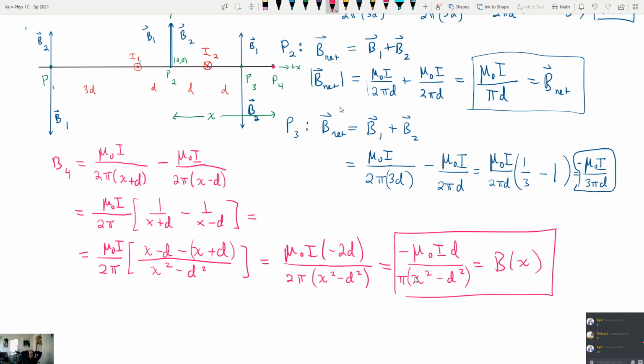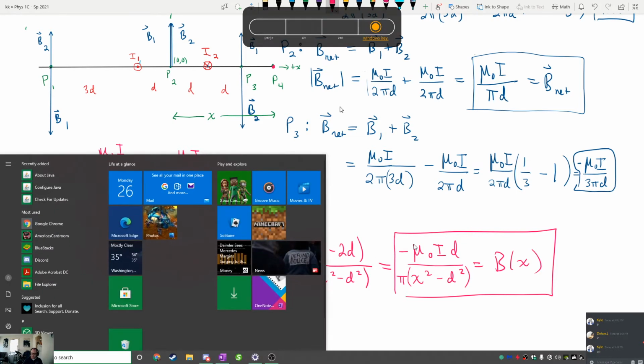Do you have any questions? This last question is kind of more mathematical. I guess we could also look at what happens when x is much, much greater than d. Is that interesting? Not really, right? Maybe it is. Kind of is, actually. Because if x is much, much greater than d, then the magnetic field falls off as 1 over x squared, right? That's true. It's exactly like the point charge, right?